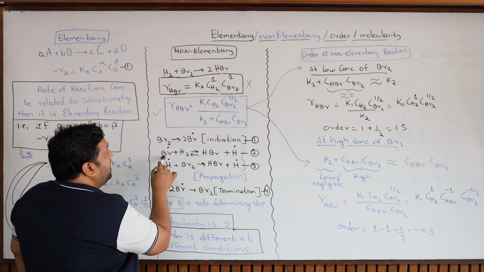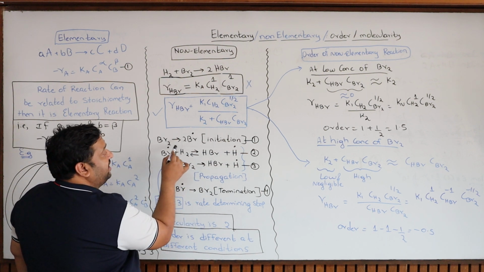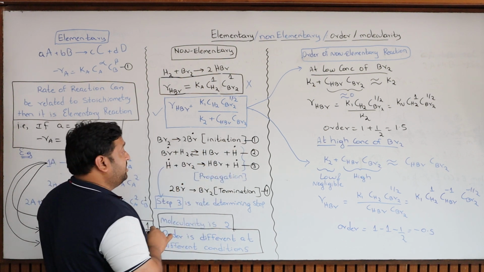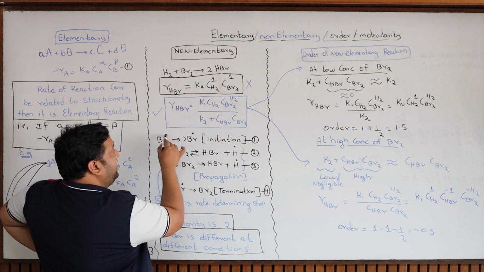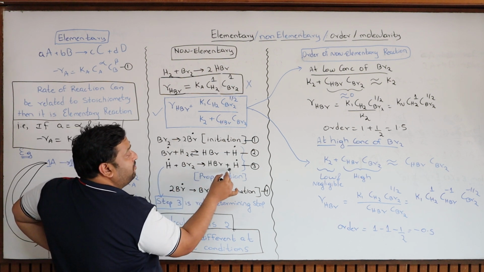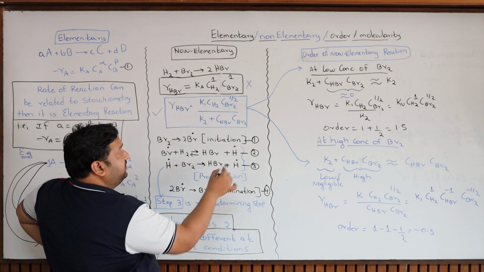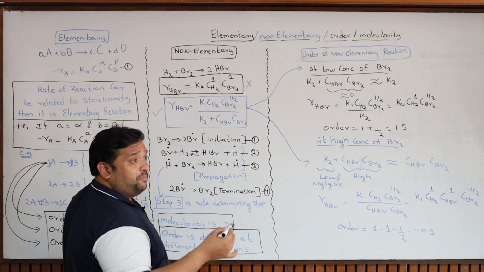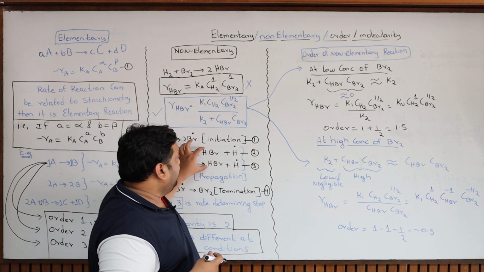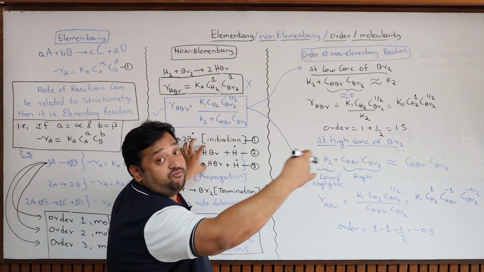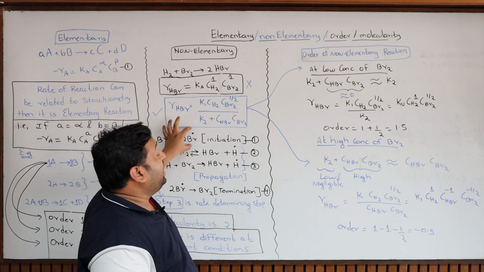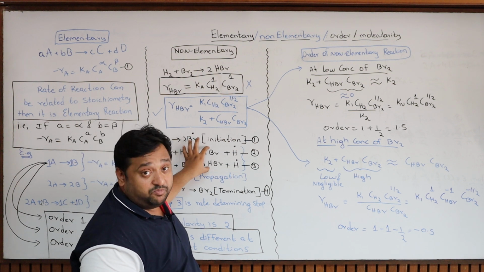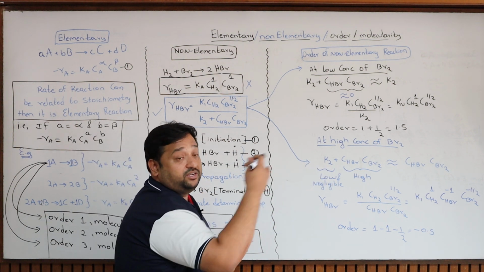Next, Br dot, that is the free radical, reacts with hydrogen to form HBr and a free radical of hydrogen. And this hydrogen free radical reacts with Br2 to form HBr plus a free radical of bromine. These 2 reactions are called propagation reactions. Why propagation? Because of these 2, HBr will continuously get formed. Here only a free radical is formed, which will initiate the formation of the product, which is HBr. That's why they are called propagation reactions.